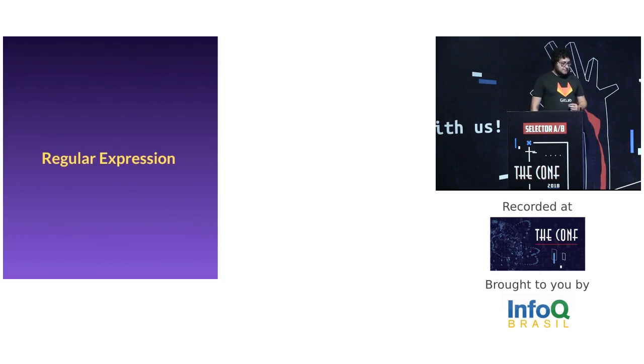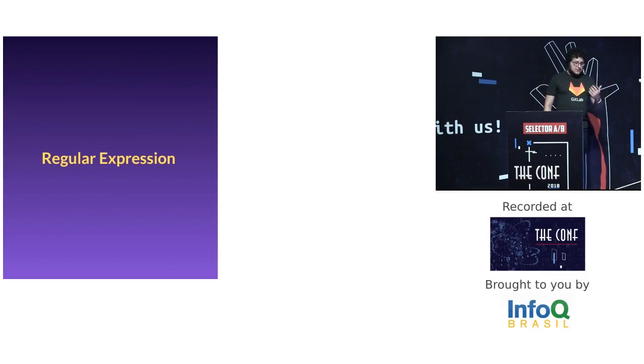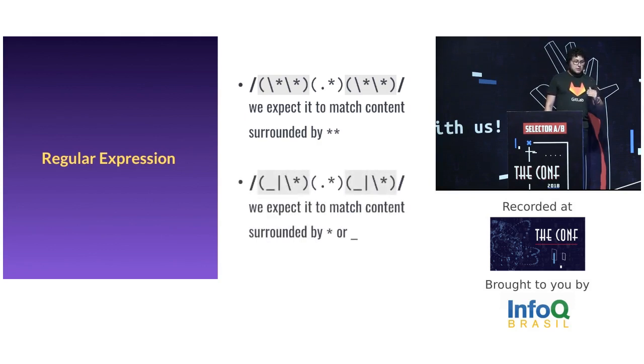So this was our first regular expression. Again, it will match all these single characters without holding any type of state. So we actually need something a little bit different. We need to create the pattern that we want to find. So for example, in the first case, we want double asterisks surrounding some kind of content in the middle. And the same thing for the single underline and single asterisk. They should be surrounding the internal content.